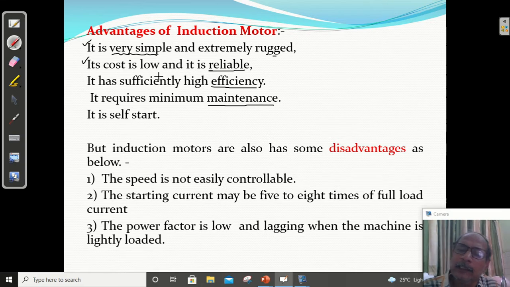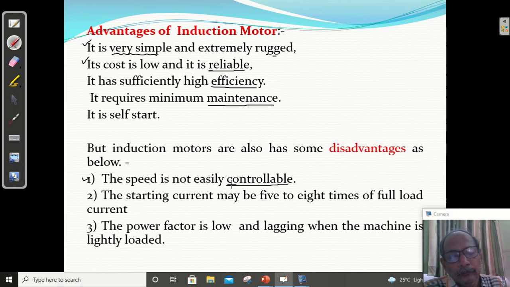Some disadvantages are also there. What are the disadvantages of the three-phase induction motor? The first disadvantage is that the speed is not easily controllable. You will observe that the speed of the induction motor is slightly less than the synchronous speed. The induction motor will not run at synchronous speed, or more than the synchronous speed, but slightly less than the synchronous speed. We will discuss later on what the synchronous speed is.